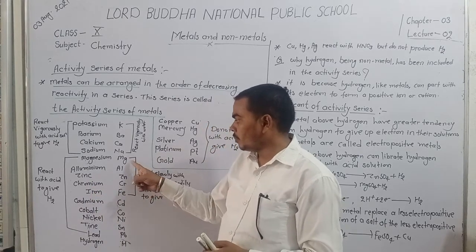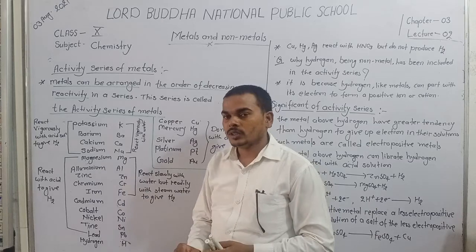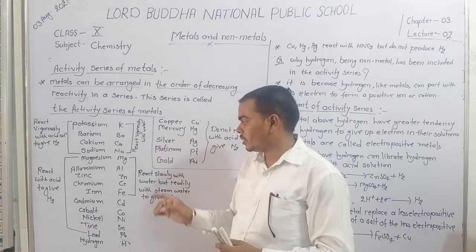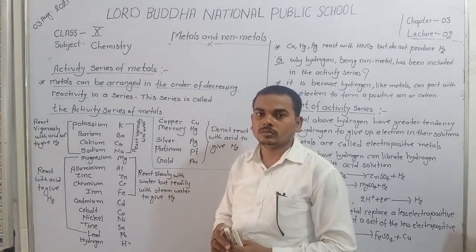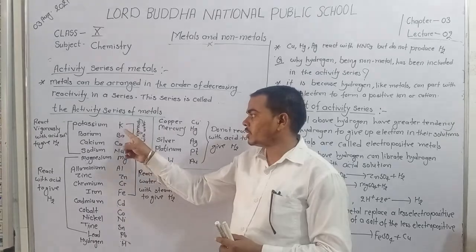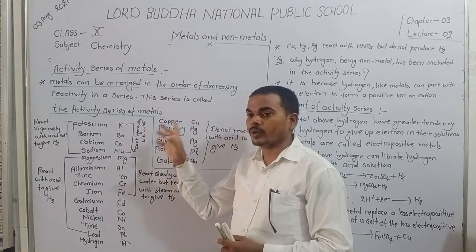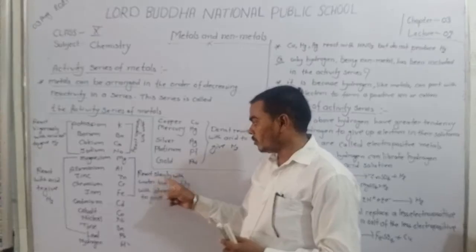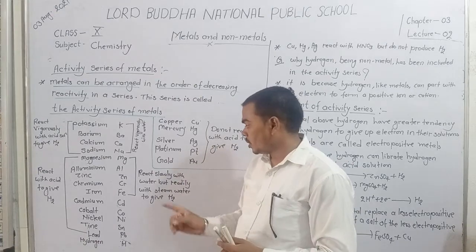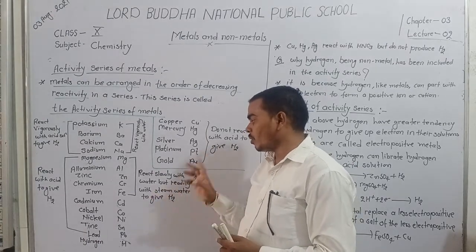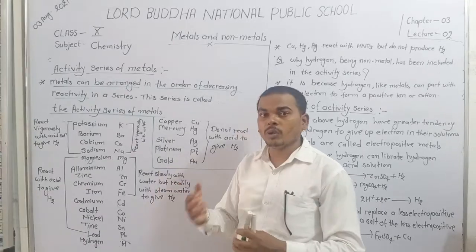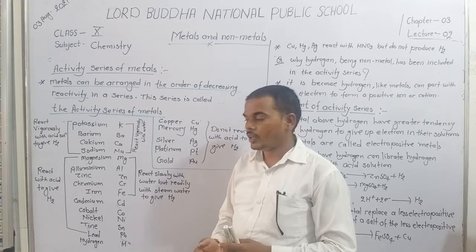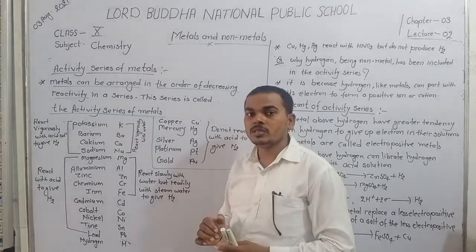Dear student, here magnesium, aluminum, zinc, chromium and iron react slowly. They do not react vigorously. They react slowly with water. Always remember, potassium, barium, calcium, sodium react with water vigorously, but magnesium, aluminum, zinc, chromium, iron react with water slowly, but readily with steam. With normal water they react slowly, but with steam they react readily, meaning fast.